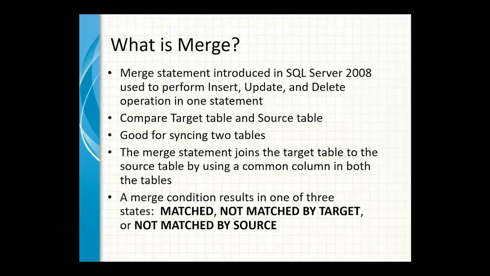So there are three conditions when performing merge: matched, not matched by target, and not matched by source. Matched basically means the values match up in both the tables. Not matched by target means the value is present in the source table only. And not matched by source means the value is present in the target table only. So let's try to understand this better with an example.